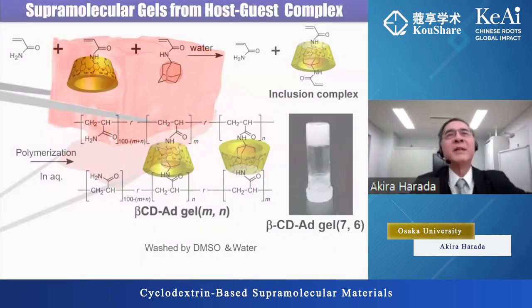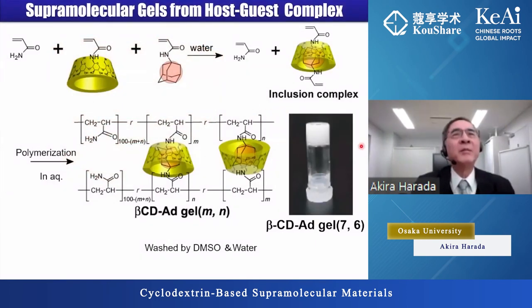Well, let me show you a specific example. Adamantane monomer, right here, is insoluble in water, but the monomer was solubilized in water by cyclodextrin monomer. The adamantane monomer was included in the cyclodextrin cavity to give a soluble complex. This is soluble in water: the host monomer and the guest monomer. Then the copolymerization of the complex right here with a large amount of acrylamide gave a gel.